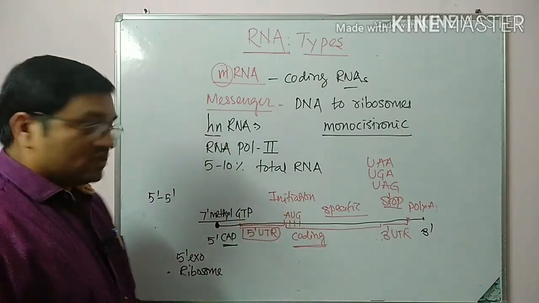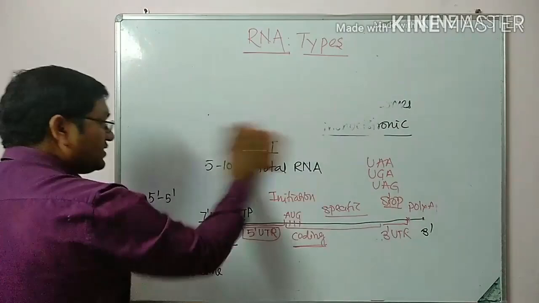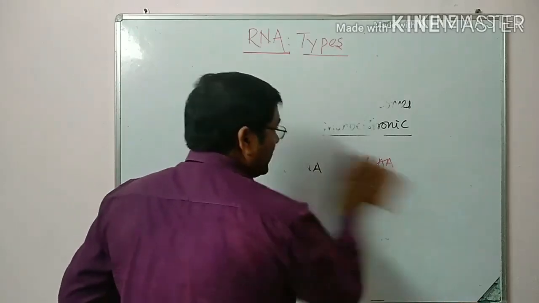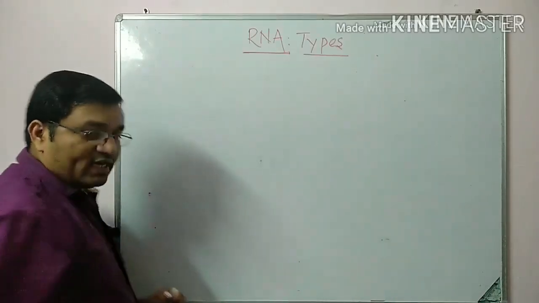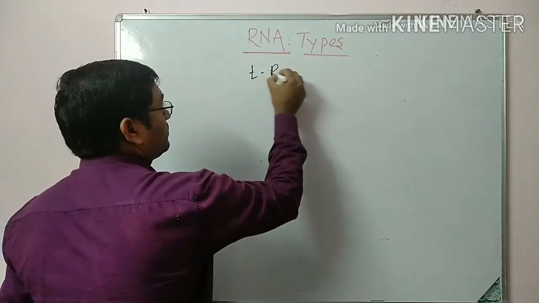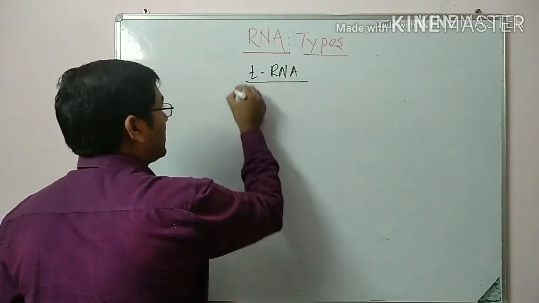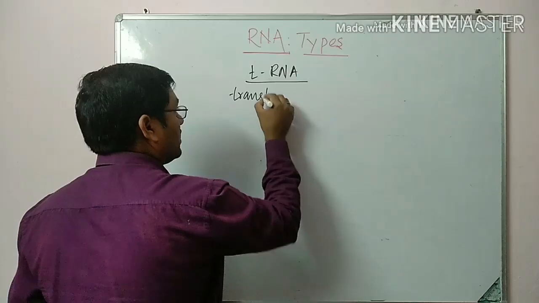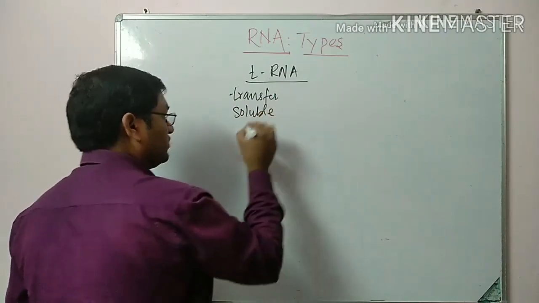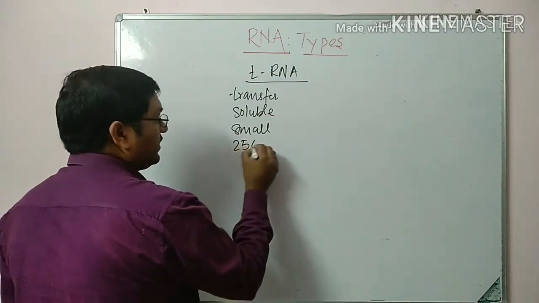Now we will discuss the tRNA. In the university exam, you will get a short note on tRNA. It is a very, very important SAQ. tRNA: T means transfer RNA. It is also known as soluble RNA. They are small molecules. The molecular weight is 25,000.